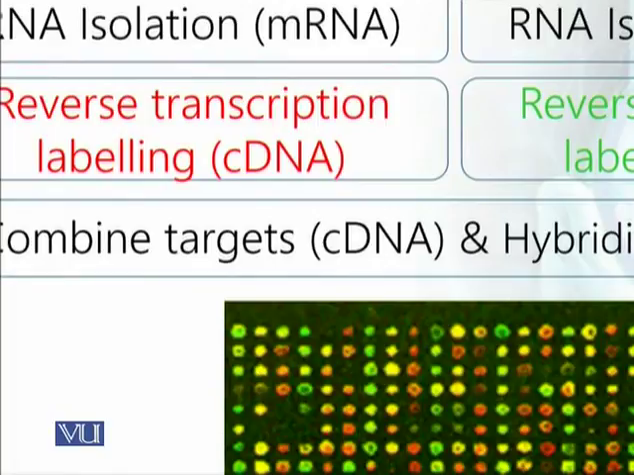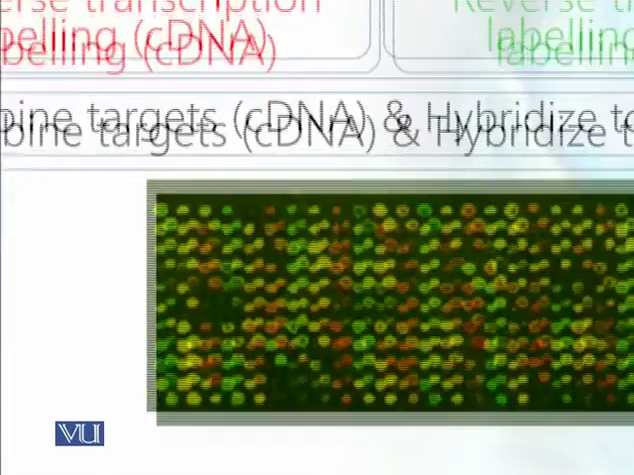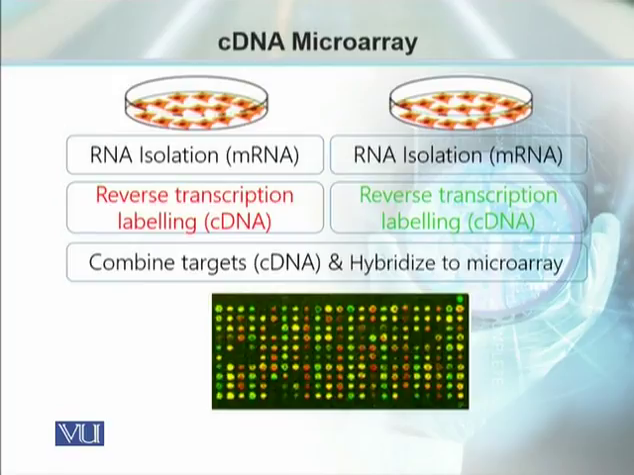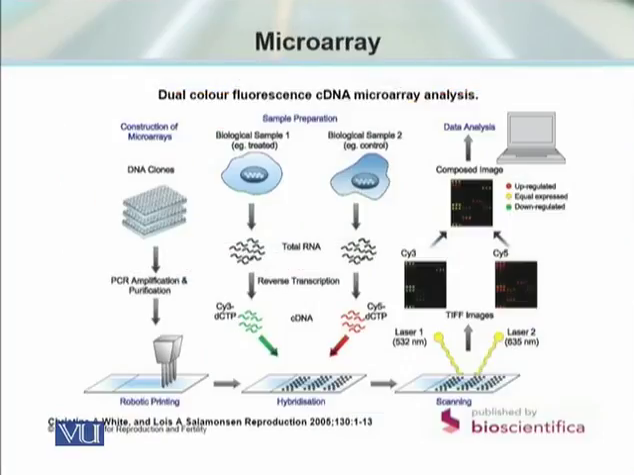Both these cDNA samples are going to hybridize to the same chip, and the result would look like this. Some spots will appear red, some spots will appear green, and some will appear yellow. That will indicate that the red spots show only the genes expressed in the normal cells, green spots show only those genes which are expressed in cancer cells, and the yellow ones are expressed in both.